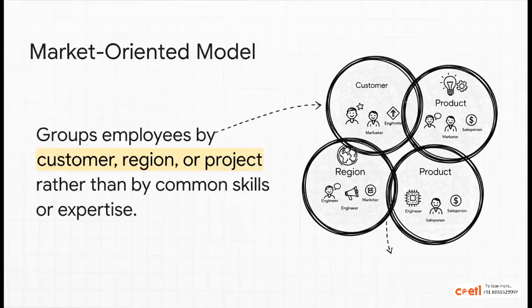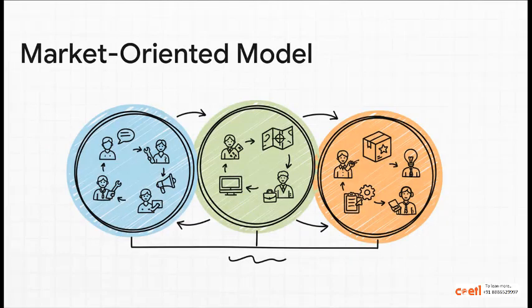And finally, let's check out a model that basically takes that functional approach and flips it completely on its head. This is the market-oriented model. So here, instead of grouping by skill, you group by customer, or region, or product line. A team might have an engineer, a marketer, and a salesperson all dedicated to, let's say, the European market, focusing all their energy on what that specific segment needs.